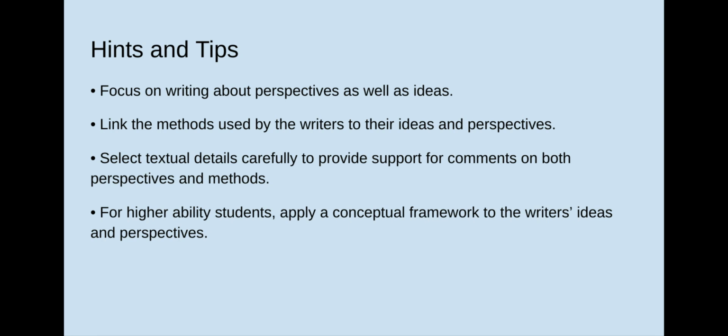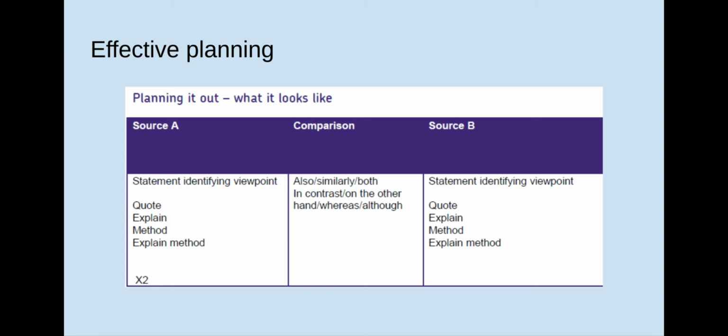For certain planning, make sure that you think about source A and make a clear statement about the viewpoint, back it up with a quote, explain why the writer has that viewpoint, embed the language and structural methods that are being used, and link to source B. And if it's similar, use also, similarly. Maybe if it's different, using contrast, however, on the other hand, whereas. But the process of paragraphing for both source A and source B would be VMEC or PETER paragraphing, and you do that twice.